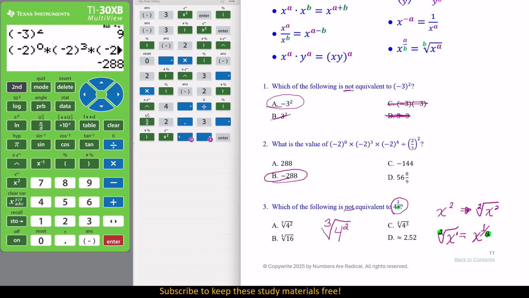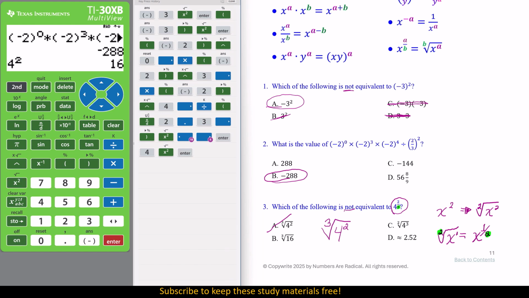Now let's look at what we have that is not equivalent. Obviously A's equivalent, so that's not going to work. Let's look at B. What is 4 squared? 4 squared is 16. That is equivalent. Now we could also put these in the calculator. I'm thinking C is not, but we're going to have to put it in the calculator to check D. All right, so what do we do?